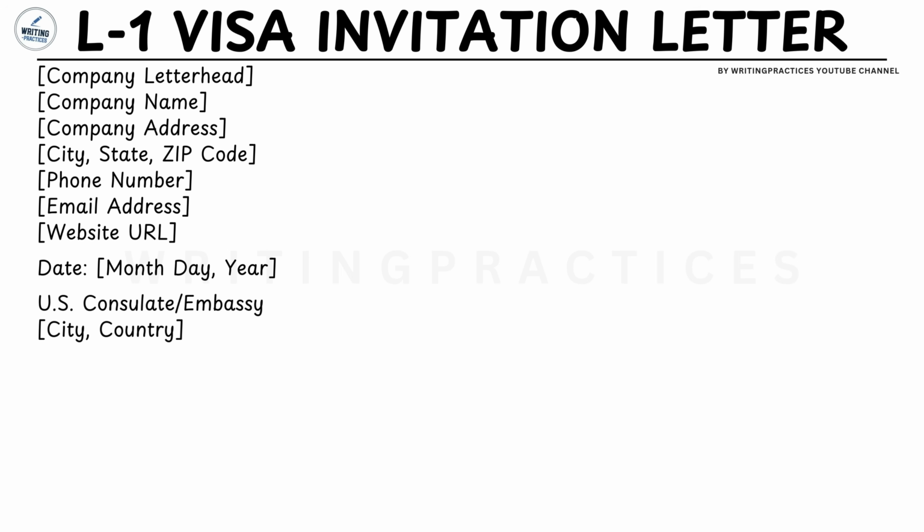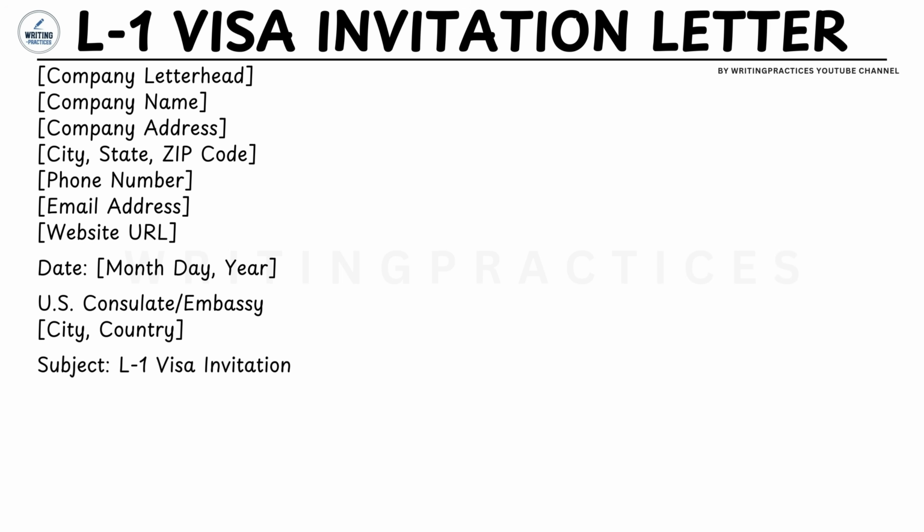Recipient details. Next, we move on to the recipient's information. US consulate or embassy, city, country. This section identifies which US embassy or consulate the letter is being sent to, usually the one located in the country where the employee is currently working. Make sure to write the city and country accurately so the letter reaches the right location. Even though we don't always have a specific name for the consular officer, addressing it this way keeps it professional and official.